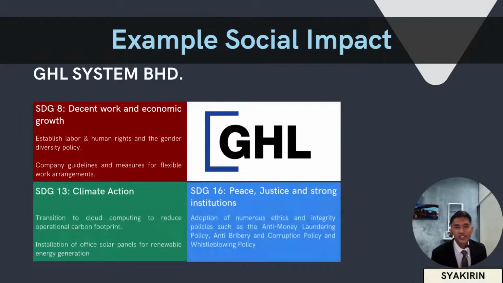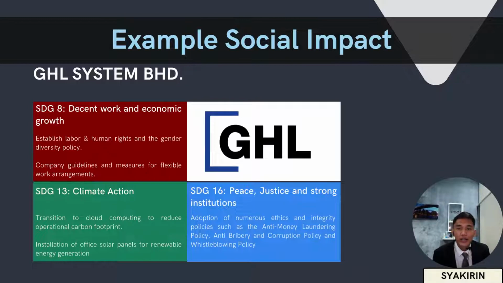Now we will take a look at GHL that has implemented SDG in the organization. First, they have implemented SDG 8 where the goals are decent work and economic growth. GHL had established labor and human rights and gender diversity policies. The company also prepares guidelines and measures for flexible work arrangements.